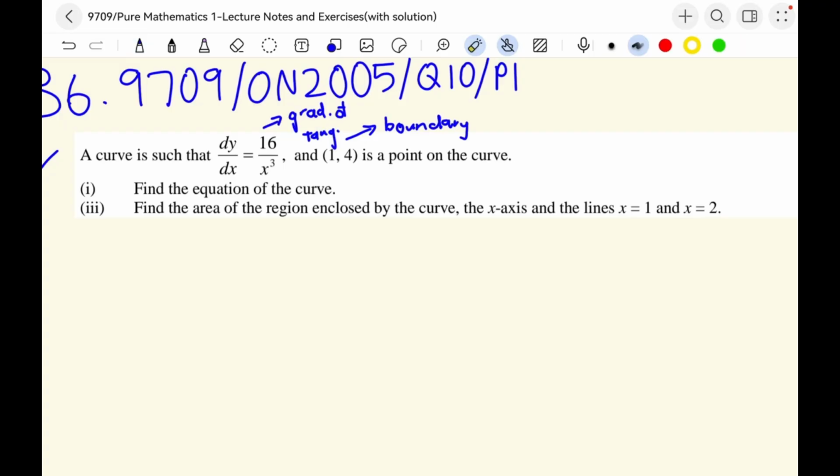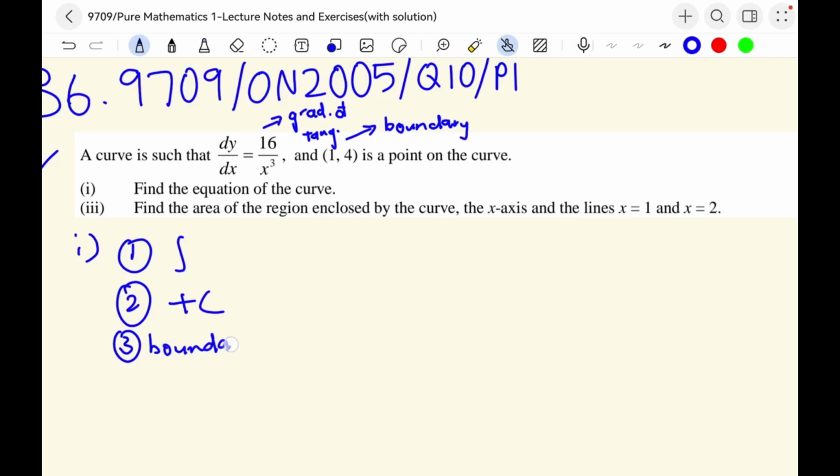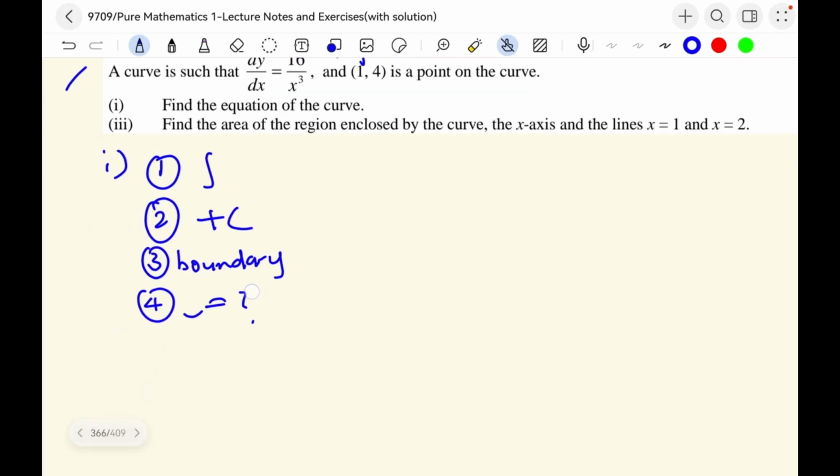Okay, so what is the equation of the curve? As I have taught you just now, what are the steps? Step 1, integral. Step 2, no limits, right? Plus c. Plus c, then what? Boundary. Then what? The value of c. Finally, what is it? The equation of the curve. So follow these 5 steps I teach you over here.